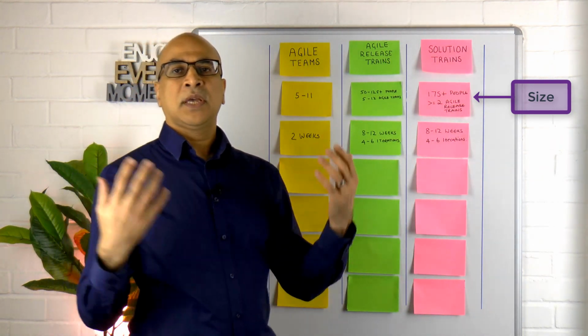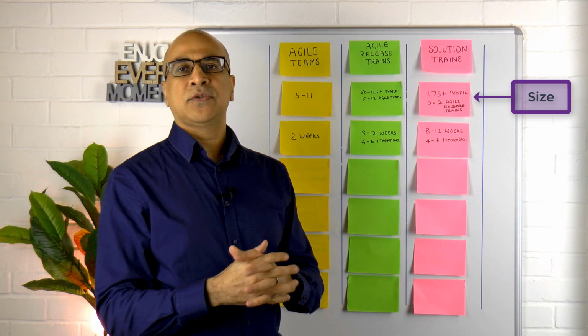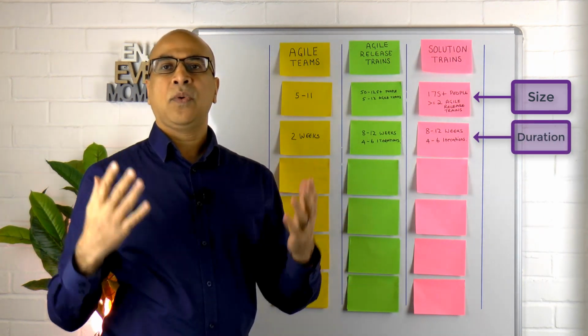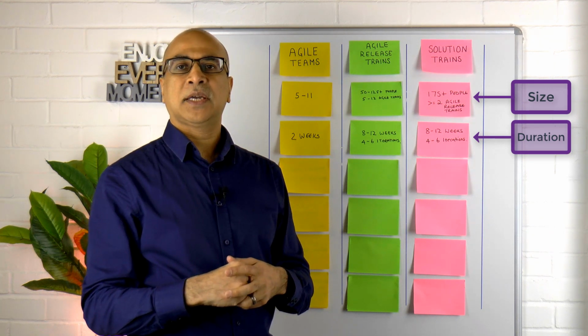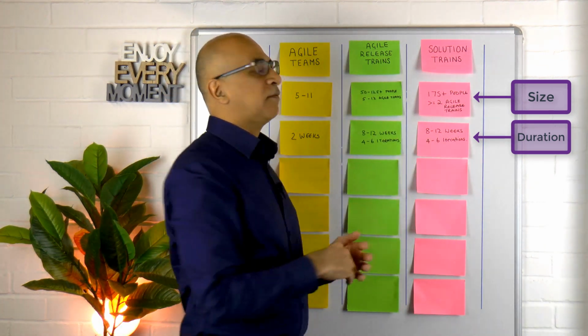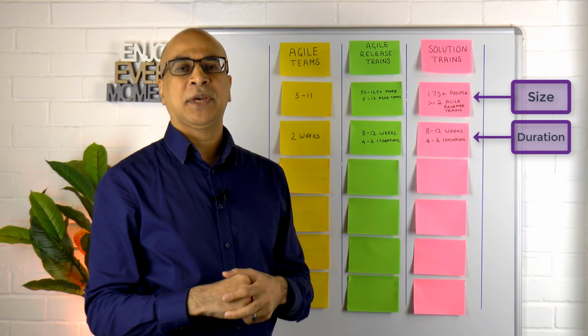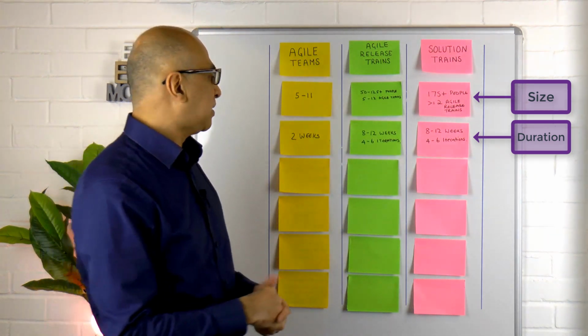And finally, when we're looking at our solution train, it's exactly the same. That also is working to an 8 to 12 week cadence. So your Agile Release Trains should all be using the same cadence, and therefore when they come together, the solution train will also be using the same cadence as well. Okay, so let's move on.